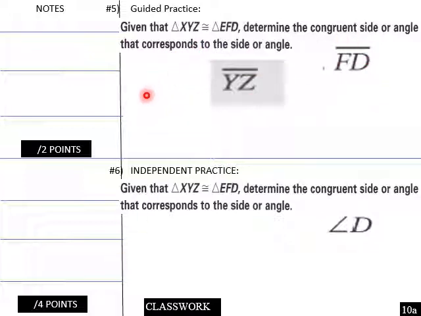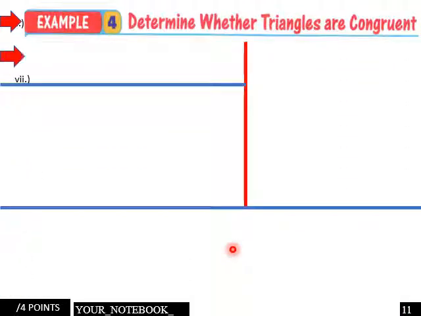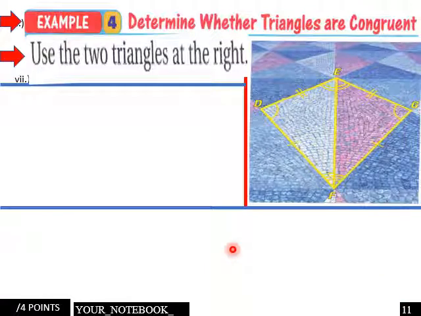The thing to do is to draw a triangle here, draw a triangle here, and label it XYZ, EFD. And then same thing down here, students, for your independent practice. Sketch these two triangles. Okay, page 11. Notebook. This goes in your notebook, students.